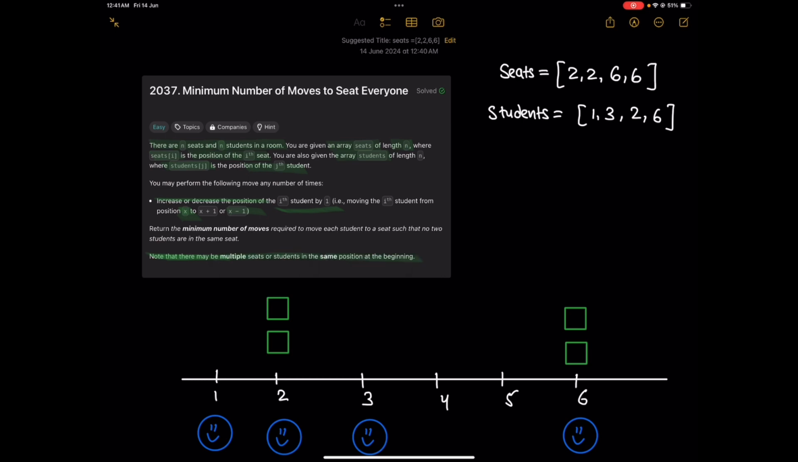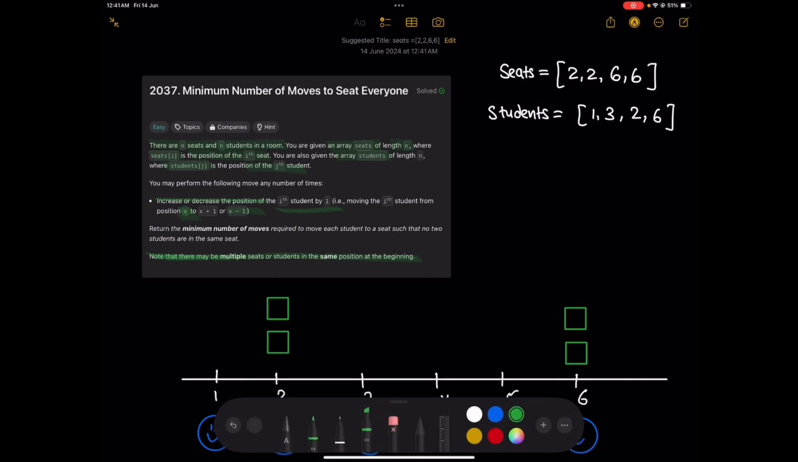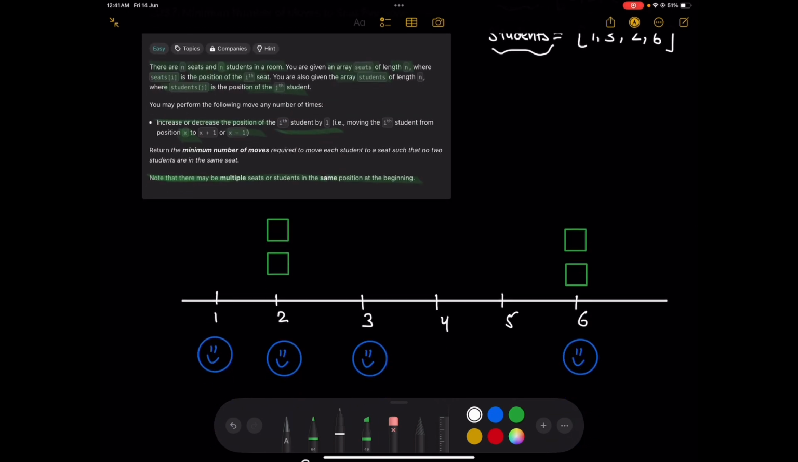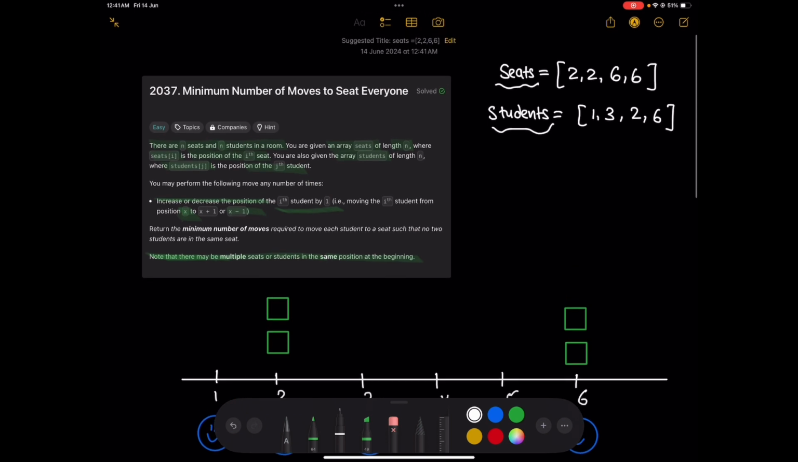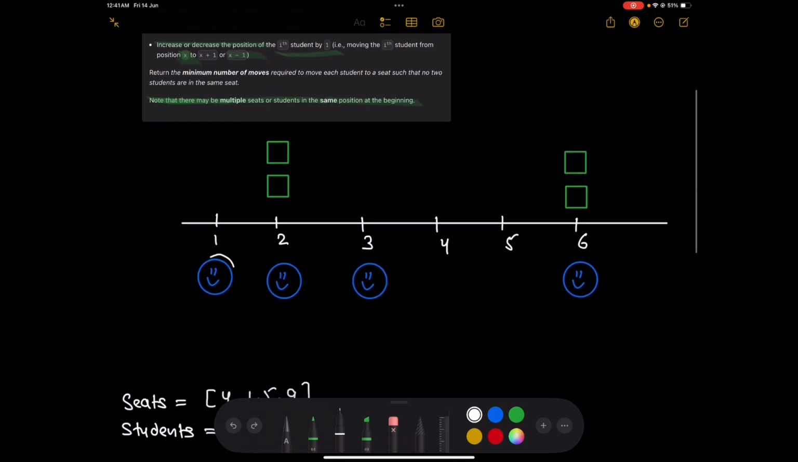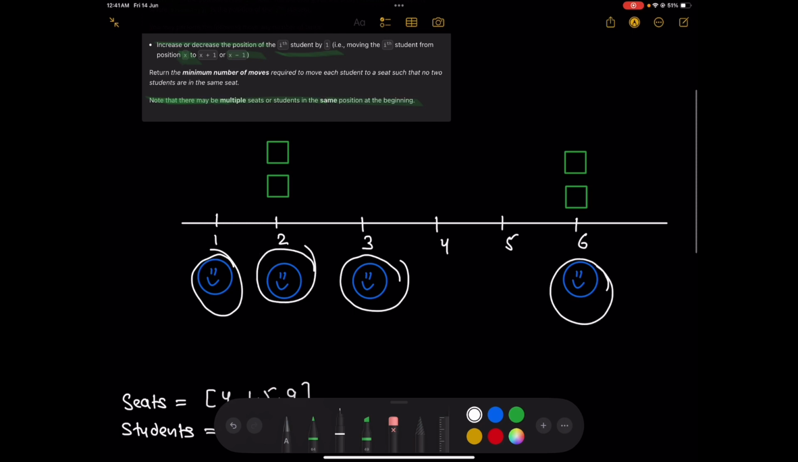Okay, so let's understand the question with this example. These are the positions of the seats that are given to you, and these are the positions of the students that are given to you. On a number line, you can represent these like this. Seats are at 2 2 6 6. So I have drawn the seats: there are two seats at the position 2, and there are two seats at the position 6. So it's 2 2 6 6, and the positions of the students are 1 3 2 6. 1 is here, 3, 2, 6. So these are the positions of these students.